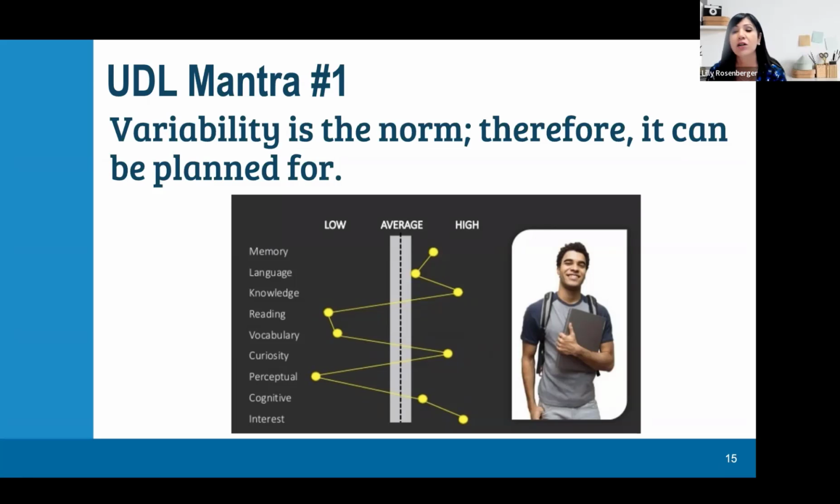For example, just because a student may currently have below average skills in reading, they could have higher than average language skills. UDL is a useful tool because it helps us to categorize and plan for the wide variability that exists in all of our classrooms.